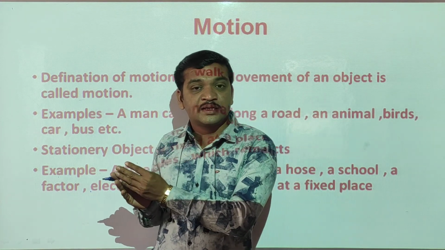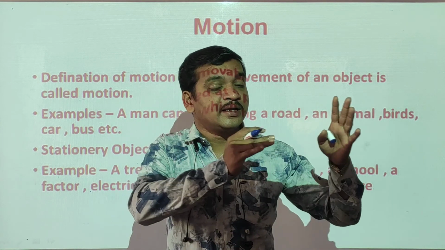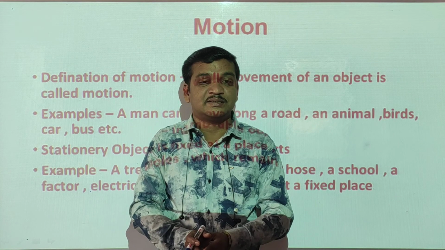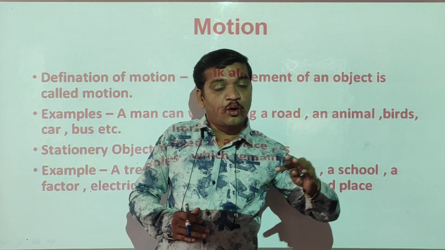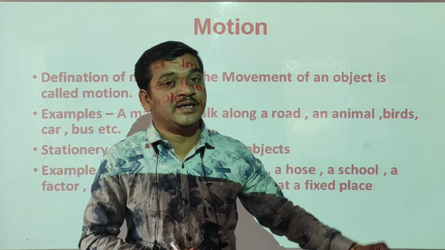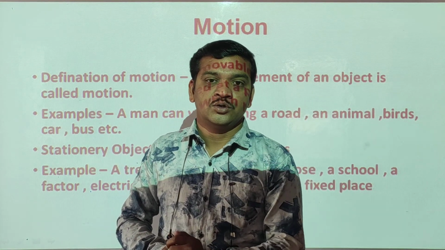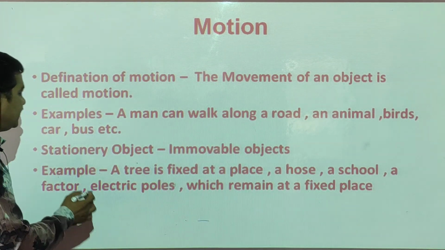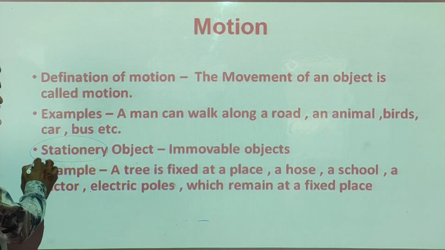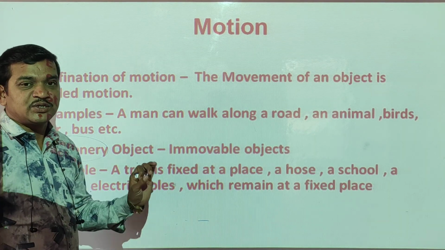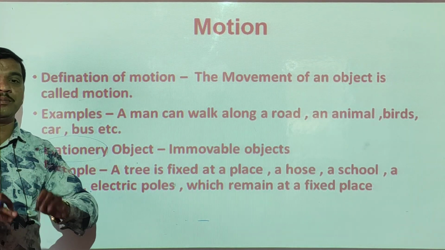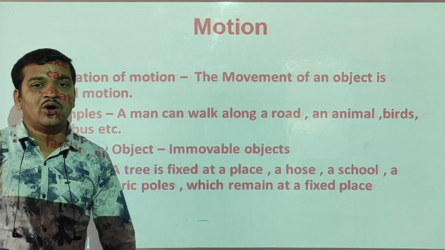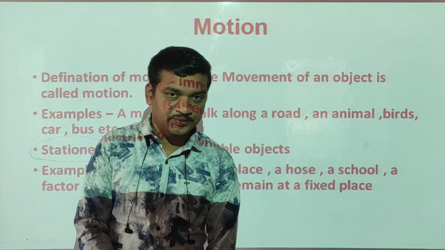These objects are sometimes stationary when they are at one place, but when they move from one place to another place, they are in motion. Now one word came in front of you, that is stationary. What is meant by stationary? A stationary object means immovable, not movable.